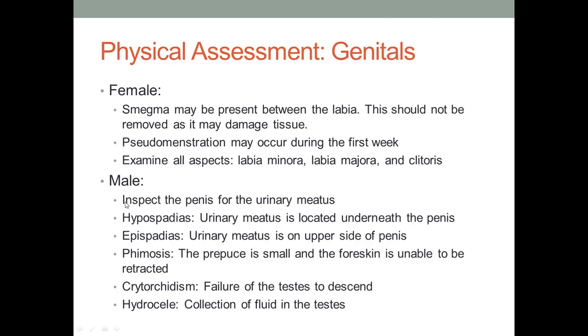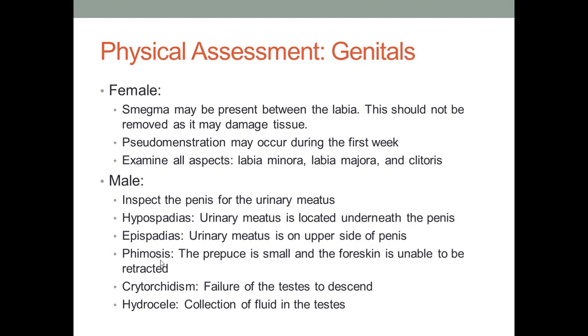In the male, we want to inspect their penis for the meatus. And the meatus can be in different places. Like a hypospadias, that meatus is located underneath the penis, where in an epispadias, it's on the top of the penis. Phimosis is another vocabulary word. Basically what it means is that foreskin isn't able to be retracted.